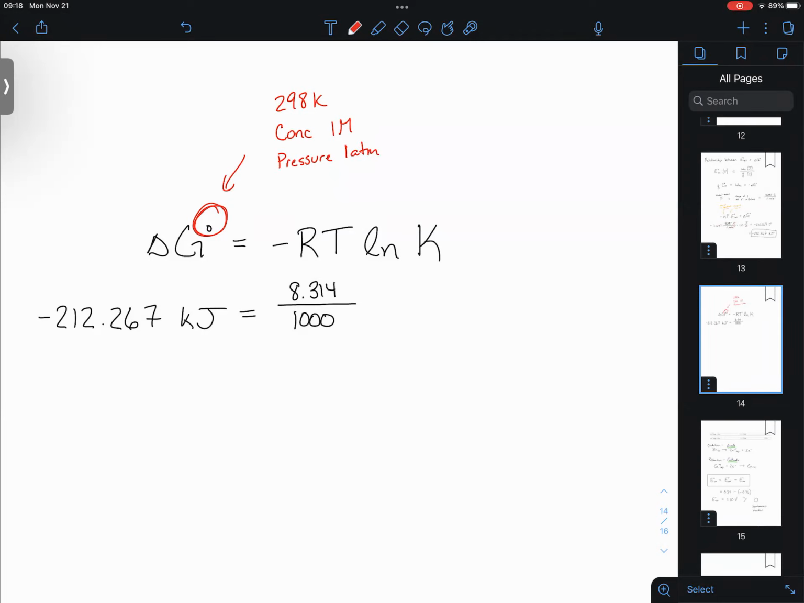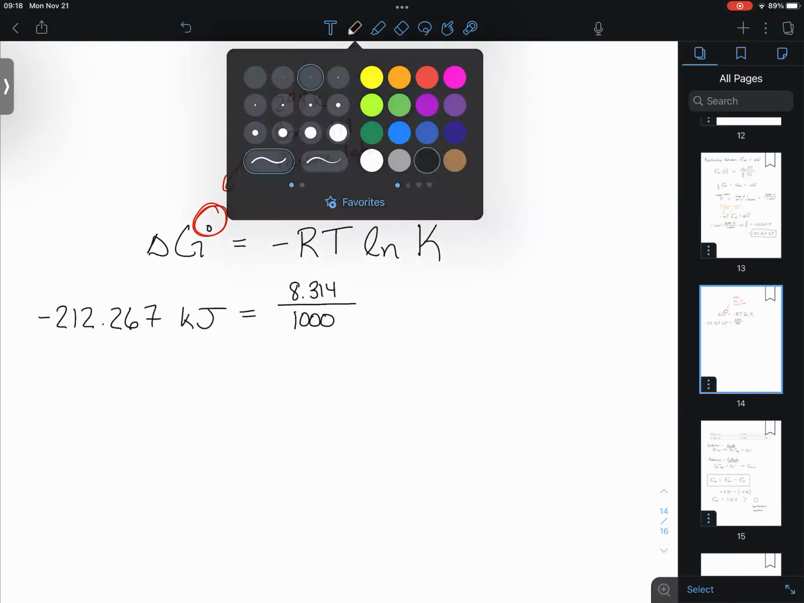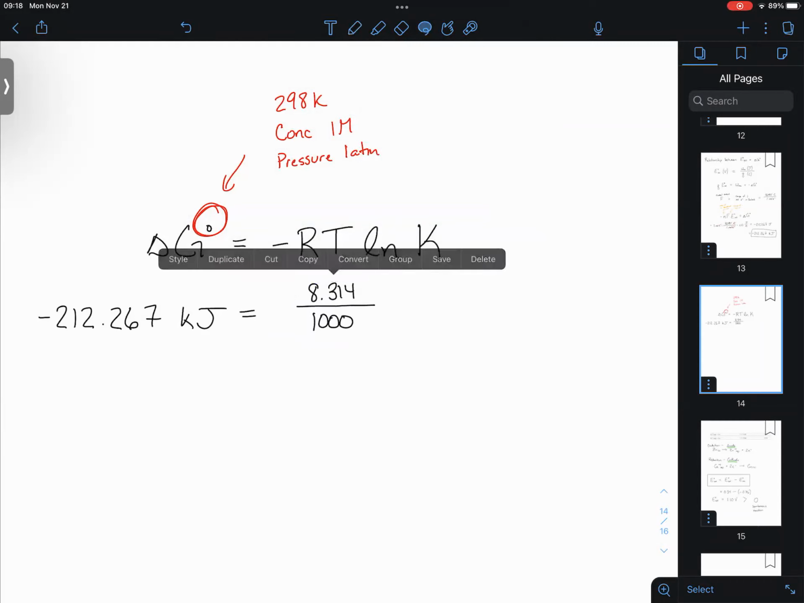Those are the only conditions that we've kind of been able to quantify at this point, right? So how do I know what my temperature is? Well, by virtue of being at standard conditions, I know I'm still talking about 298 Kelvin. I forgot to put that negative sign out there. And then times my natural log of K.